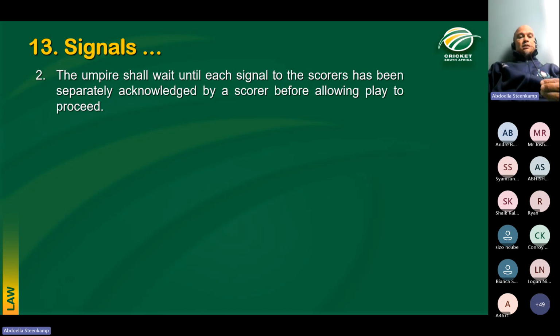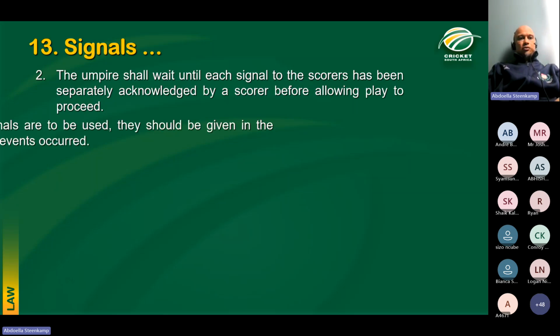So when it comes to signals, umpires shall wait until each signal to the scorers has been separately acknowledged before allowing play to proceed. There are often times where there is more than one signal for a single ball. I'll use an example. Let's say the bowler bowls a front foot no ball. The ball goes against the pad. Batter playing a shot. The ball then ricochets from the pad and goes past the keeper over the boundary.